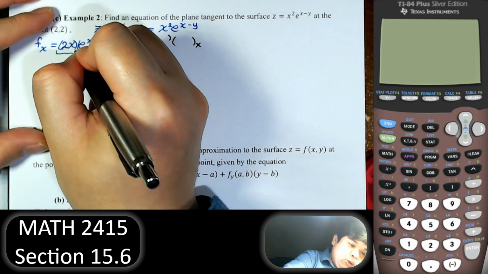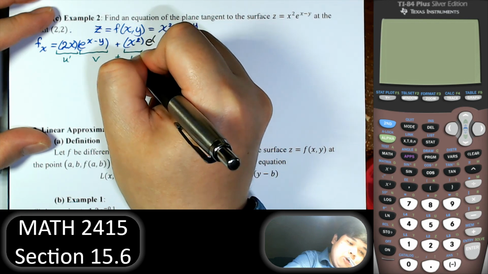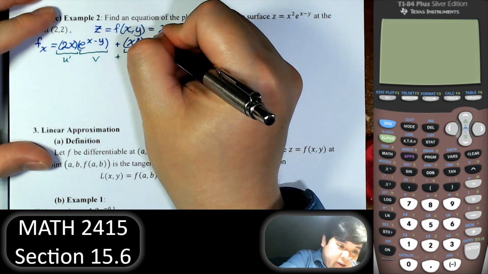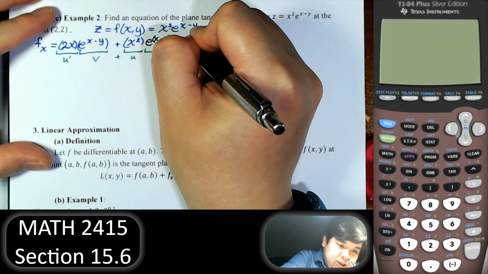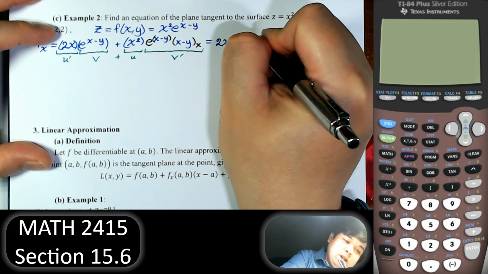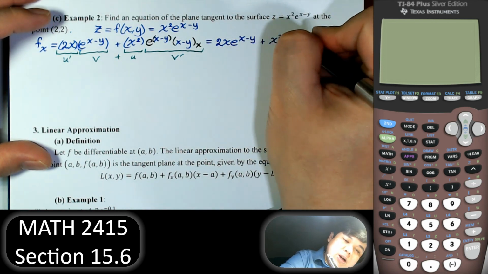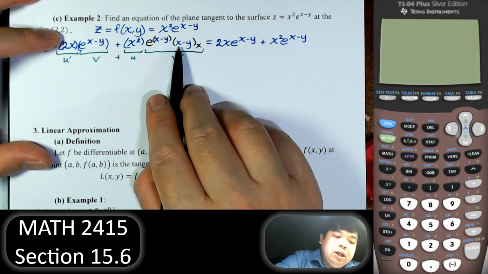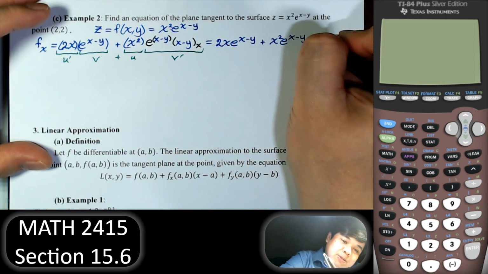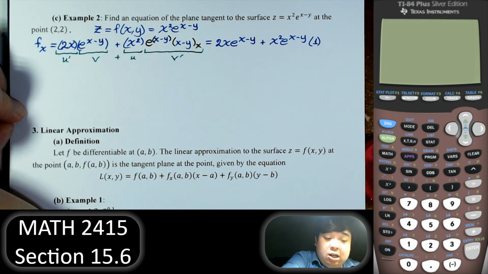So we use the product rule here. u prime v plus u v prime. We have x minus y in the parentheses. So we have 2x e to the x minus y, and then x squared e to the x minus y. Derivative of xy with respect to x is just 1. Right, so I'll just have that.